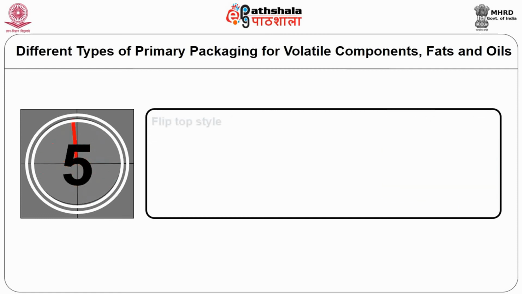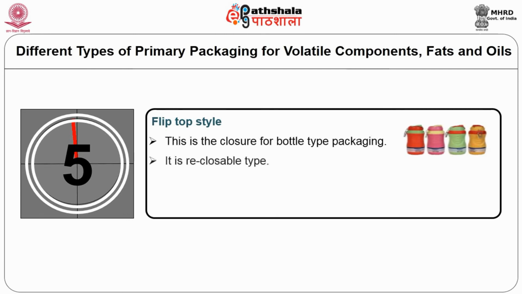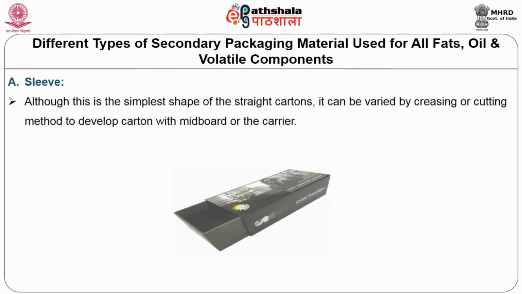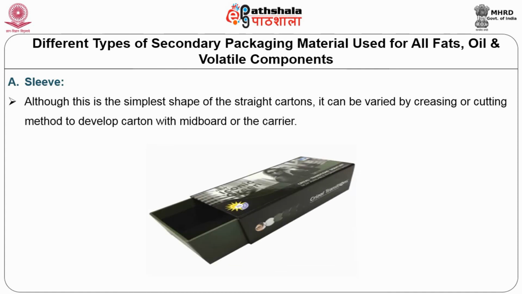Let us see about flip top style. This is the closure for bottle type packaging. It is reclosable type. Now let us discuss different types of secondary packaging materials used for all fats, oil and volatile components. First one is sleeve. Although this is the simplest shape of the straight cartons, it can be varied by creasing or cutting method to develop carton with midboard or the carrier.